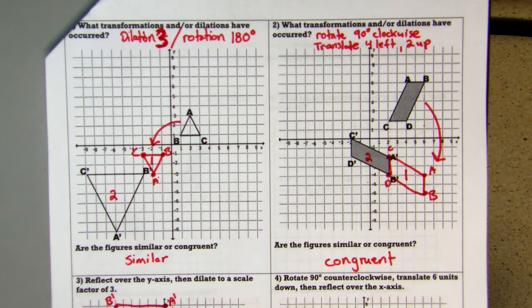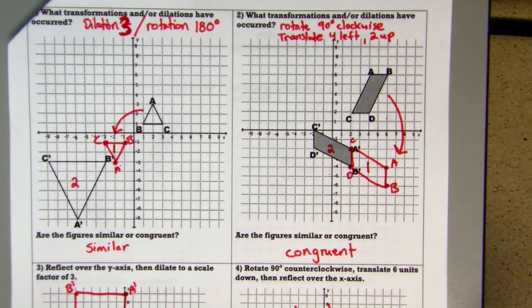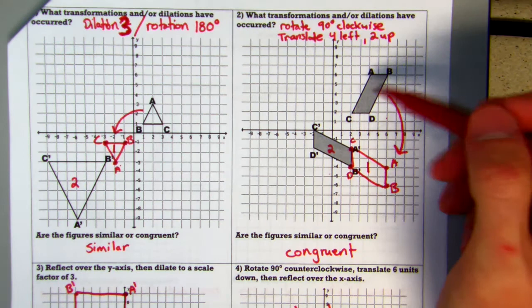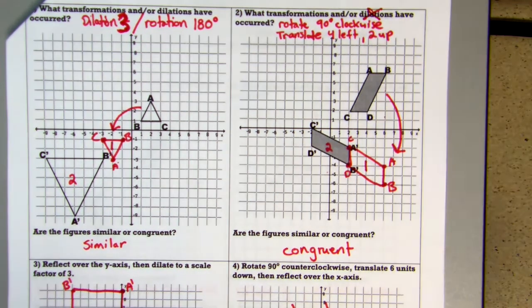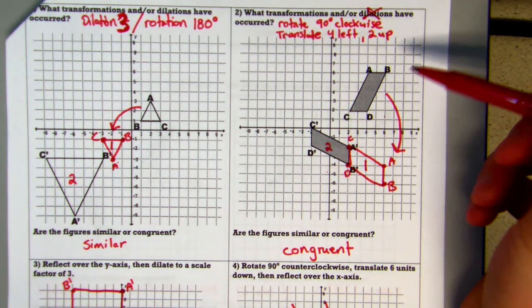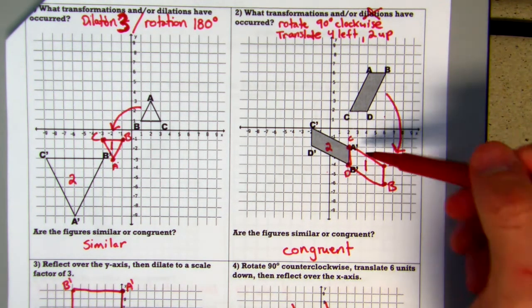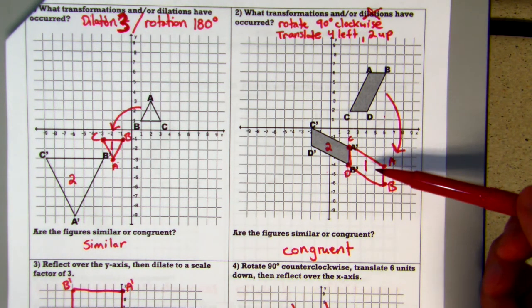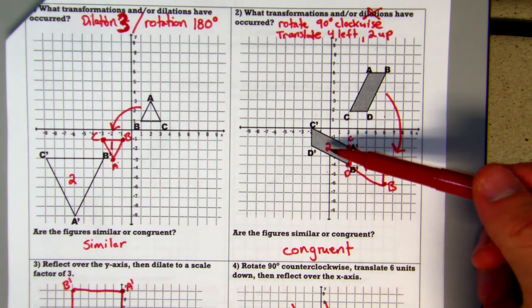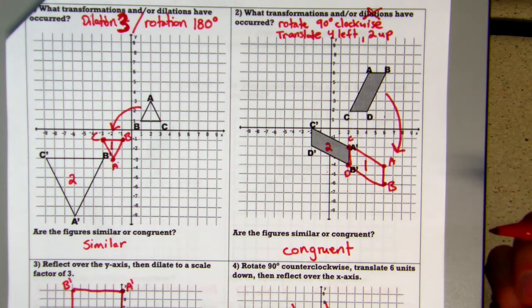So either way works. Number 2, we notice that we don't have a change in size, so we know there is no dilation to it. So that gives us our 3 options. I went ahead first and rotated it by 90 degrees clockwise. That brought it down here. All right. Then my next step was to translate it, and I ended up going 4 left and 2 up. And I said the figures were congruent because it's the same shape, same size.